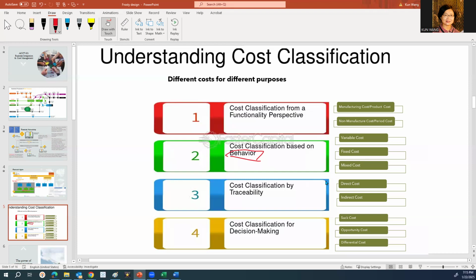And in service industries, I think their focus is on direct cost and indirect cost, such as financial services, like the banking industry, right? They don't really have manufacturing or non-manufacturing. They can have variable cost behavior, but I think their focus is more on the direct cost and the indirect cost. And finally, we have some other cost classifications case by case for decision making, like sunk cost.